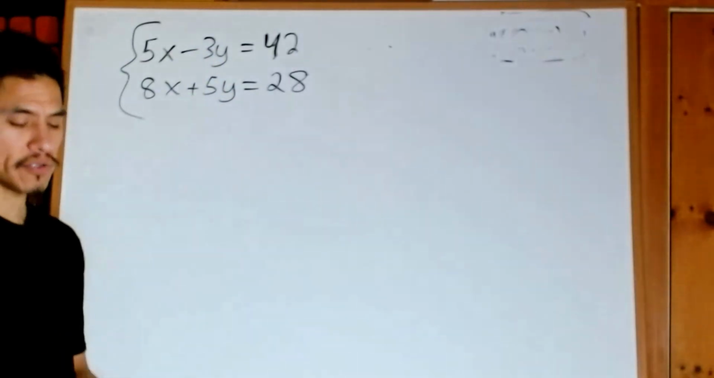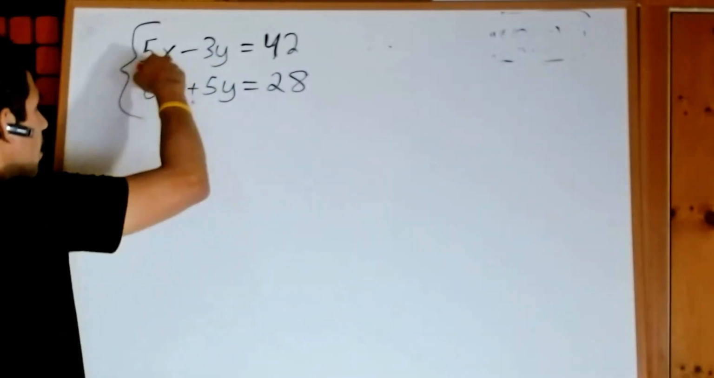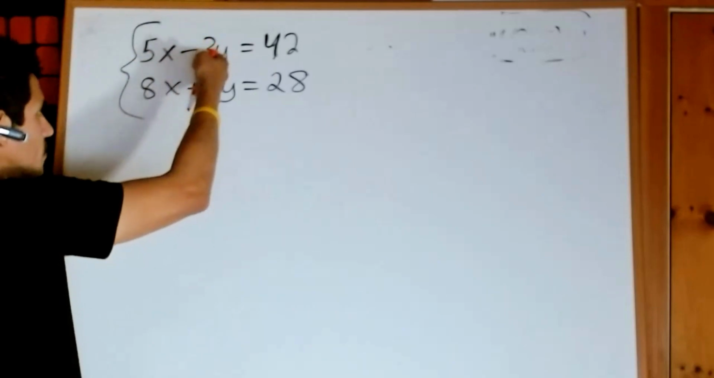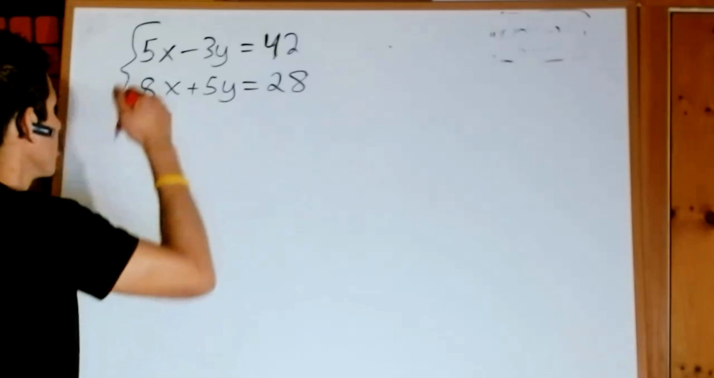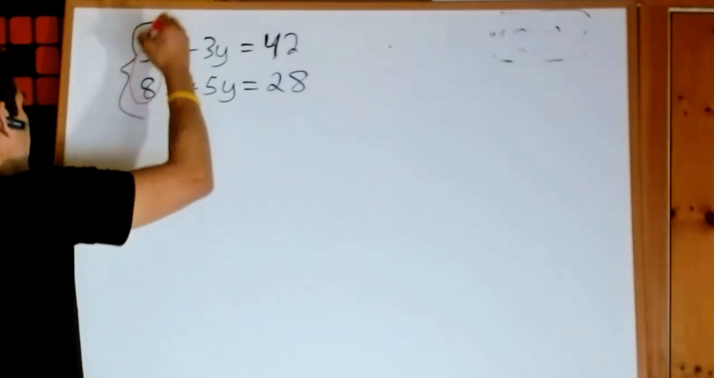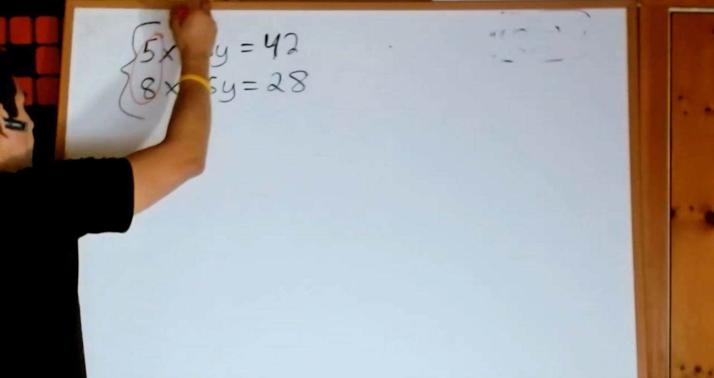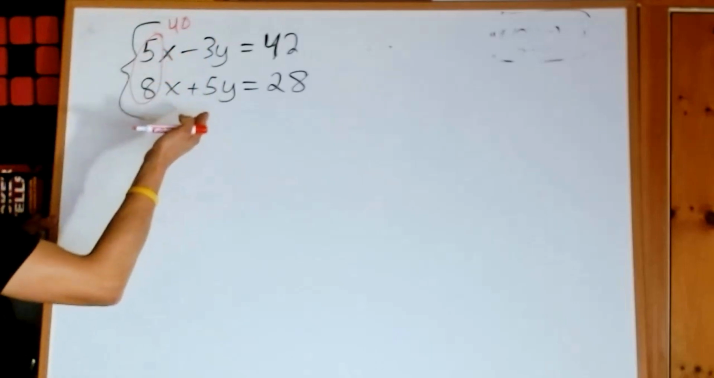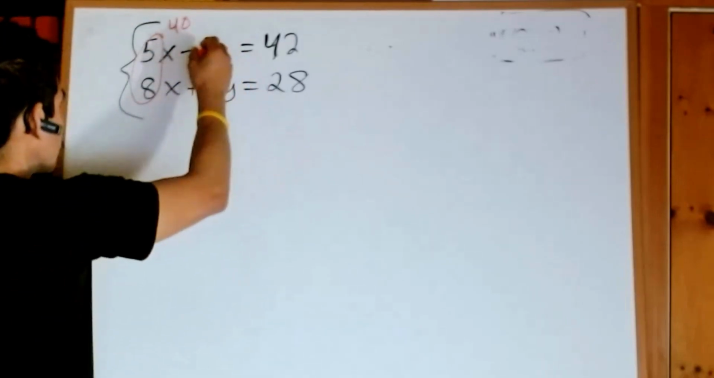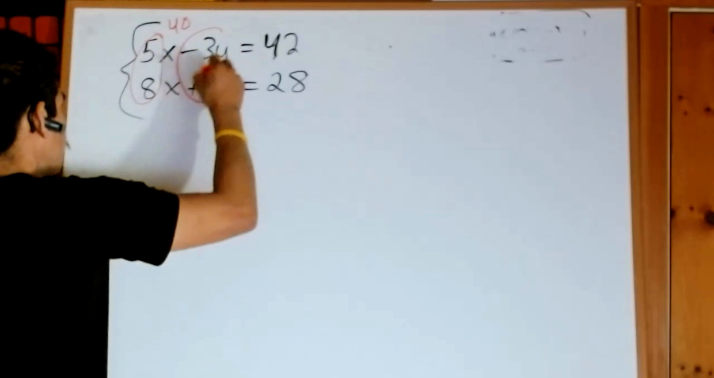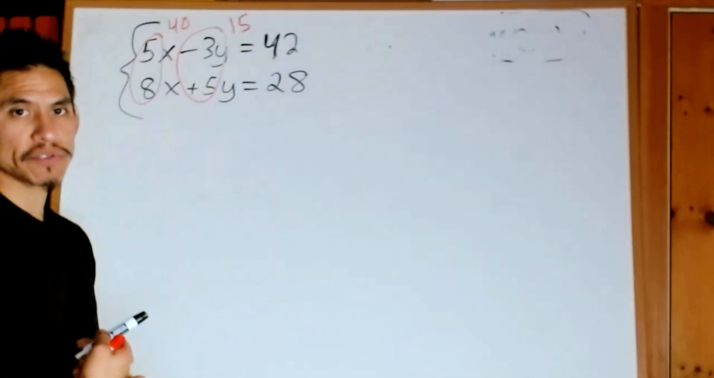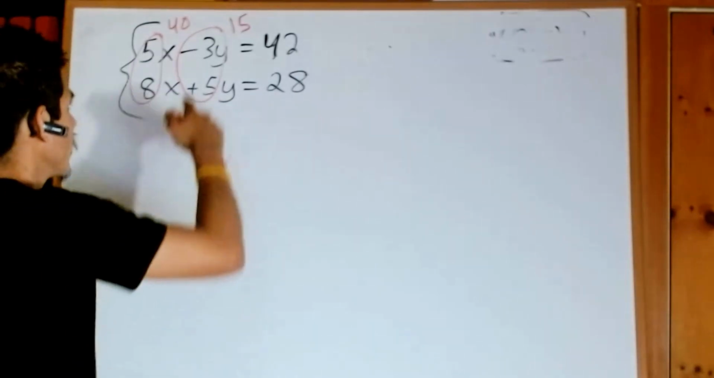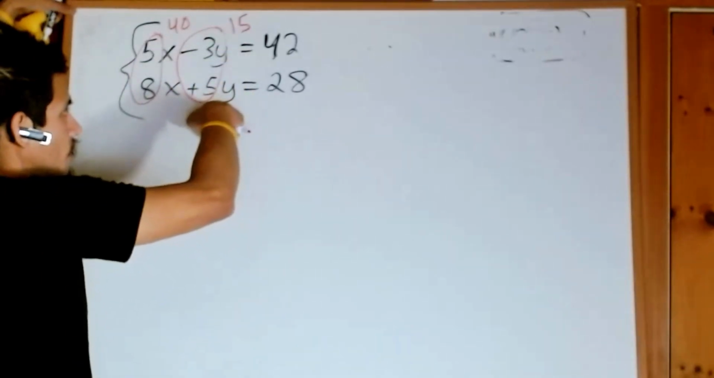So what we've got to do is basically make one of the coefficients on x or y the same, or make them the opposites. So we can make this 5 and 8, like we can make them both 40 because they both go into 40 nicely. Or you can make the negative 3 and 5 into 15 or negative 15. It's just up to you. But I'll probably make the negative 3 and 5 into 15.